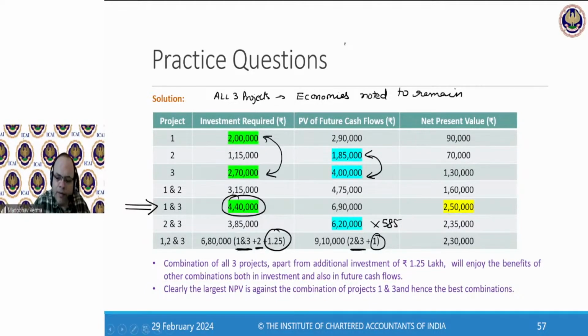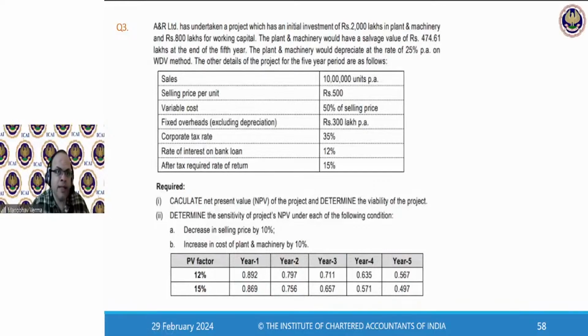Okay, I would like to just quickly walk through one question, guys. I'm not solving it with you here, but this is a more calculation-heavy question. The next one says the company has an initial investment of 2,000 lakhs. A working capital is also needed here, and you have a salvage value of 474.61. Plant and machinery would depreciate at 25%, and all this information is given: selling price, variable cost, fixed cost. So I think everyone can easily calculate the NPV of the project and discuss the viability.